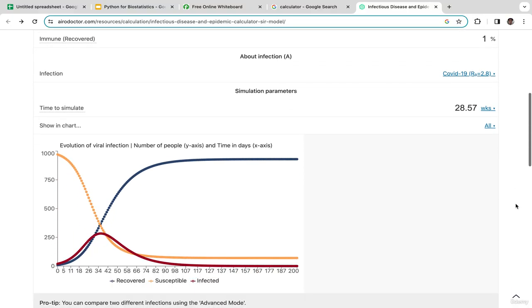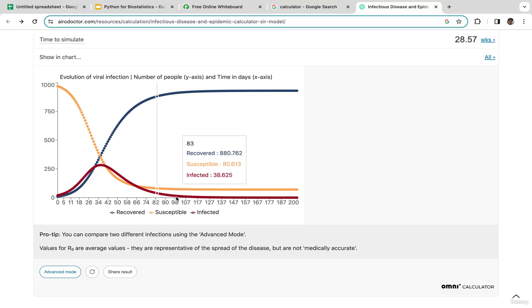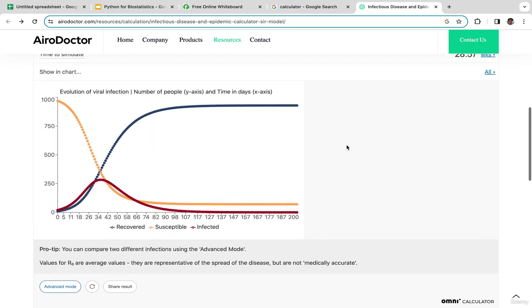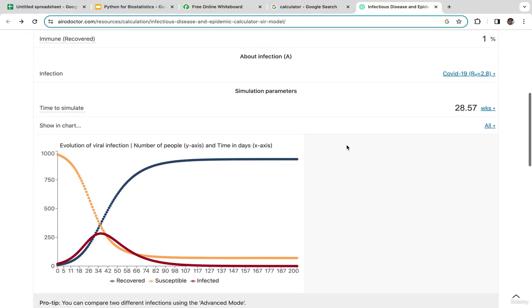And if you scroll down, this is the graph, right? So you'll be able to visualize what's going on using this graph. So the yellow line represents the susceptible, the dark blue line represents the recovered, and the red line represents the infected people. Okay, so yeah, it's going to help you to understand what's really going on here, right?